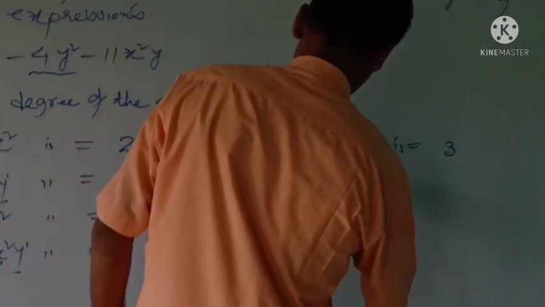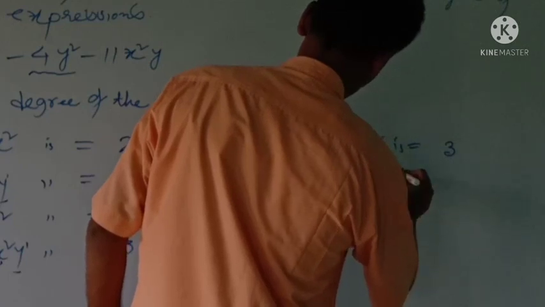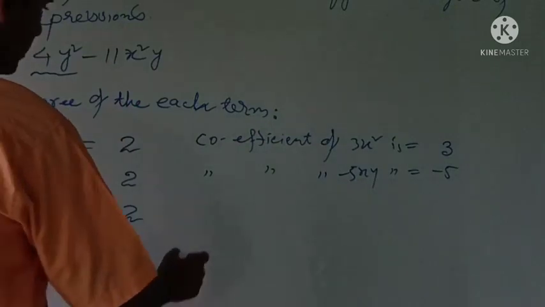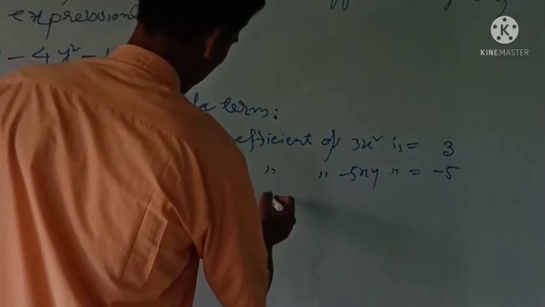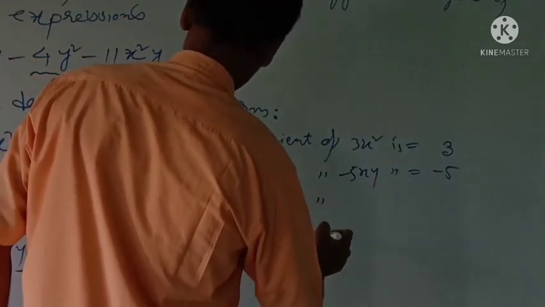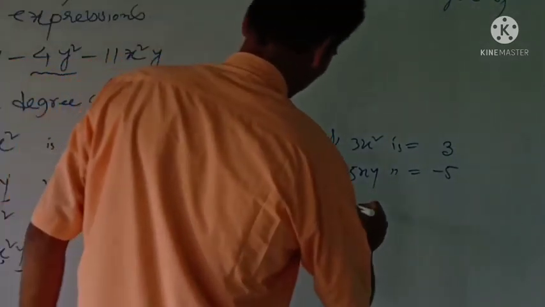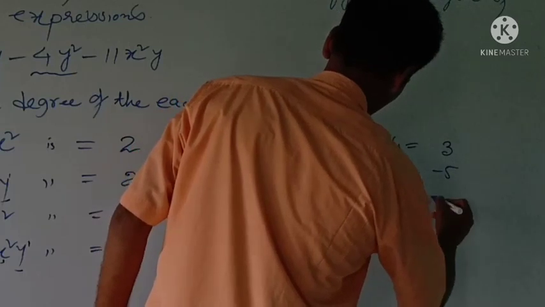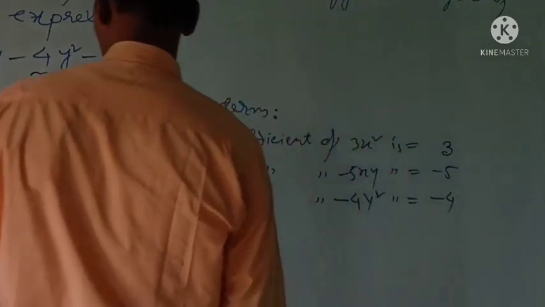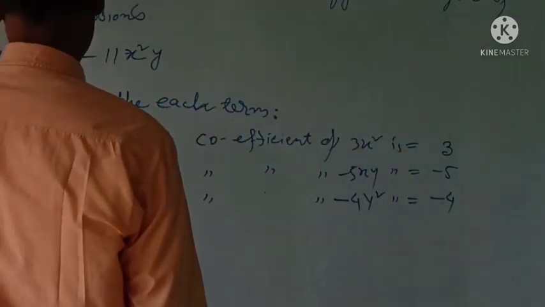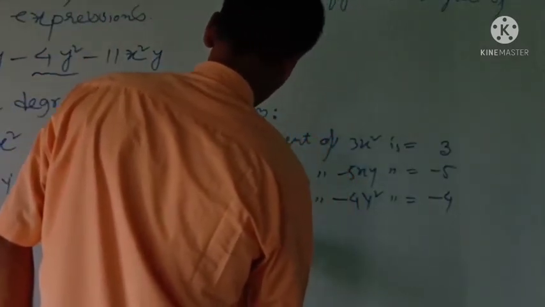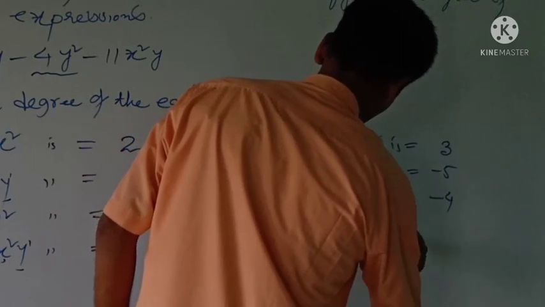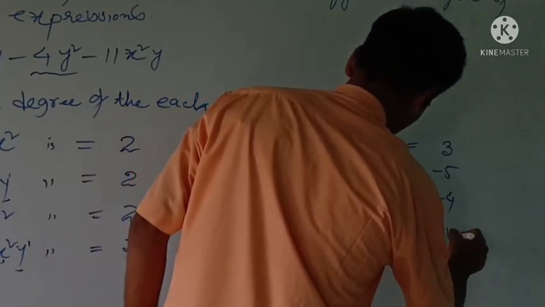Second, coefficient of minus 5xy. Minus 5xy is minus 5. Alright, then coefficient of, okay, what you got, minus 4y square. Minus 4y square is minus 4. Then coefficient of minus 11x square y. Coefficient of minus 11x square y is what? Minus 11.